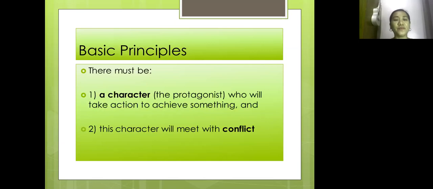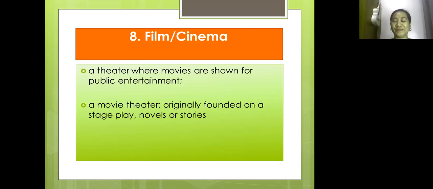And then we have the basic principles for this one. There must be a character, force, and a conflict in that play, so that means let's create a better movie.